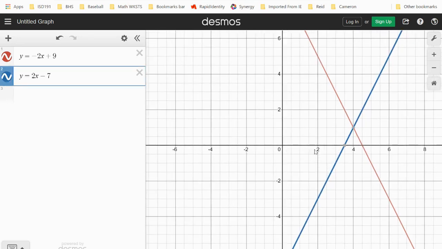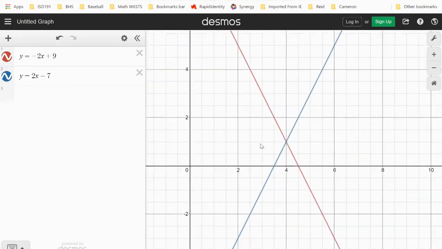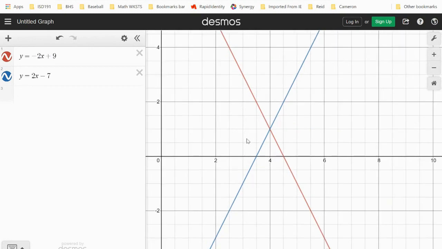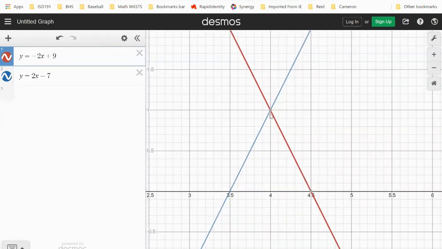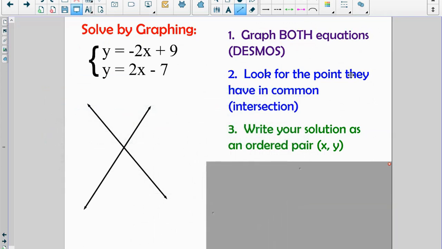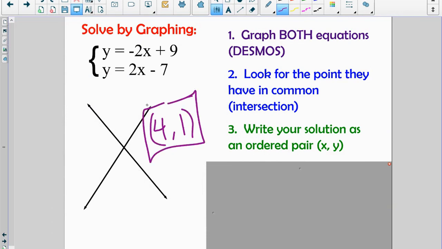And I want to go ahead and zoom this in, because what we're looking for, if you remember, is the point of intersection. The one ordered pair that these two lines have in common. And the only thing that these two lines have in common is right here where the two lines intersect. And our two lines intersect at the ordered pair (4, 1). So (4, 1) is our solution.